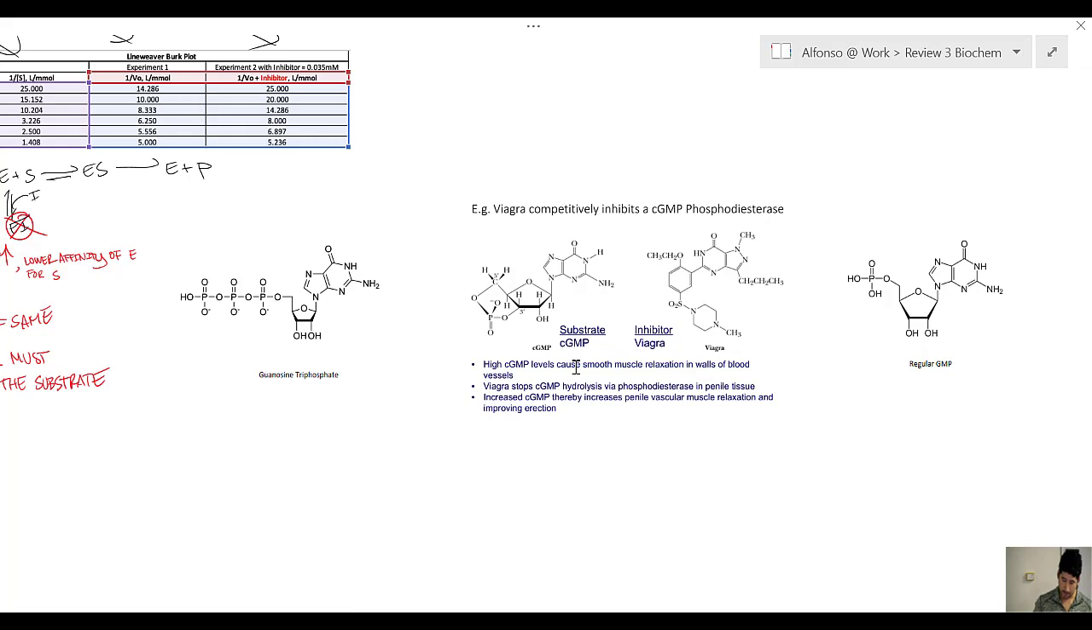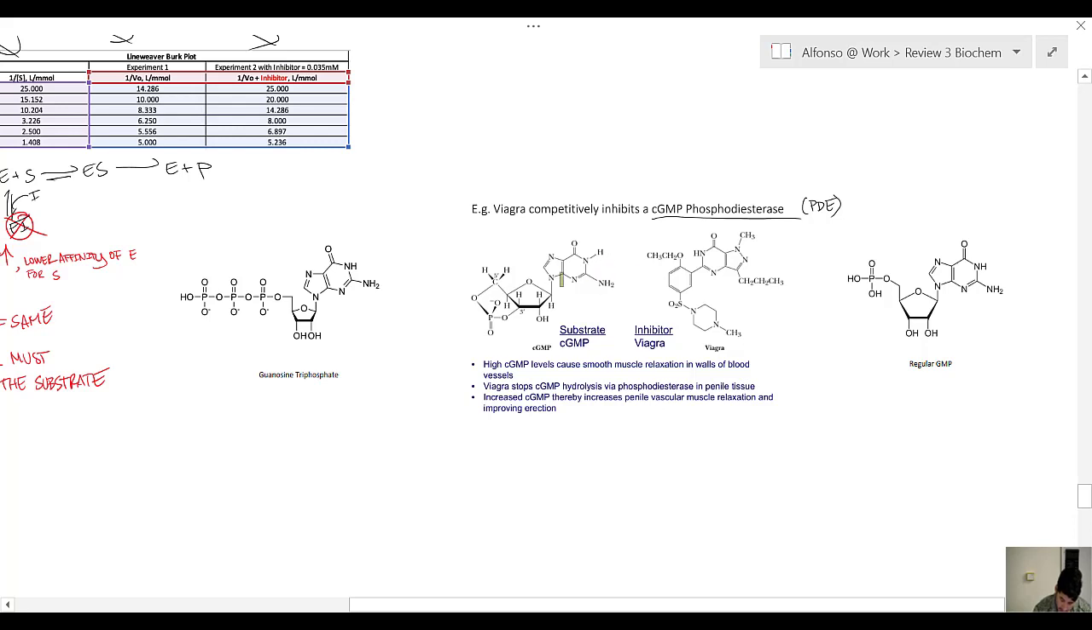So in both Dr. Marsh's and Dr. Taylor's class, you will see the competitive inhibitor Viagra. What Viagra is, it's an inhibitor of the enzyme cGMP phosphodiesterase. So phosphodiesterase, we can call this PDE. So Viagra is an inhibitor of cyclic GMP phosphodiesterase.